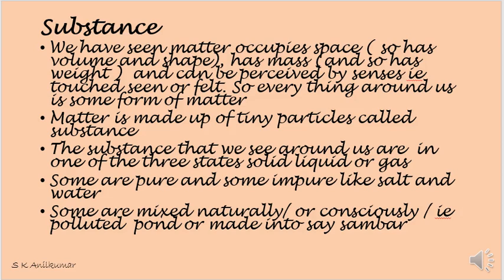Some substances are mixed naturally, some are mixed consciously. For example, the water in the pond is polluted due to various reasons. It's a natural mix. While when we make a sambar or when we make a tea, it is called conscious mixing of different substances to form a mixed substance.